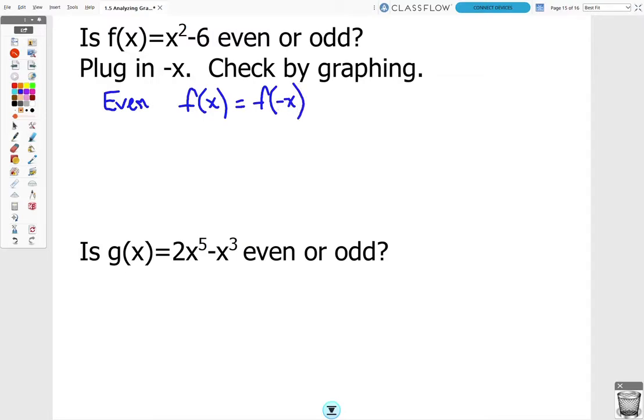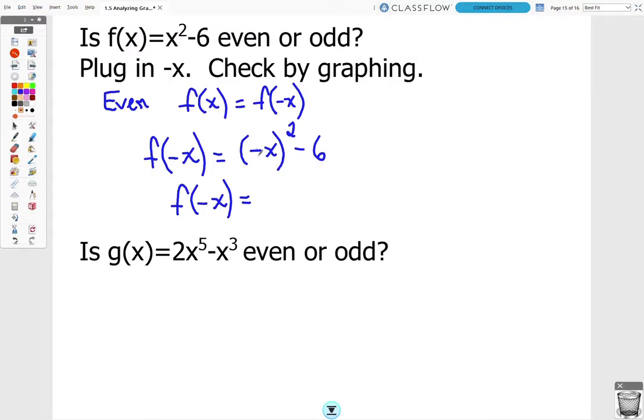So let's see, f of x is up here. f of x is x squared minus 6. Let's see what happens if I try to plug in a negative for x. f of negative x, now this thing is going to read negative x, close parentheses, squared minus 6. That means that f of negative x is equal to negative squared is positive. And then the minus 6, there's nothing I can do with that.